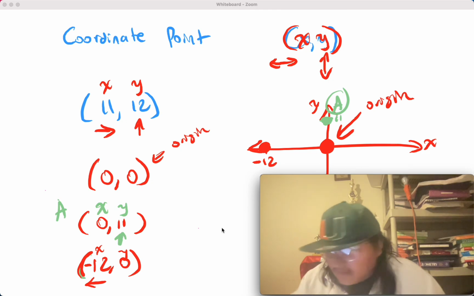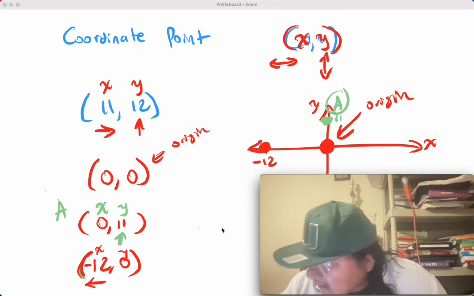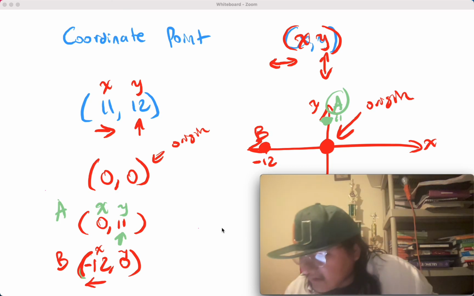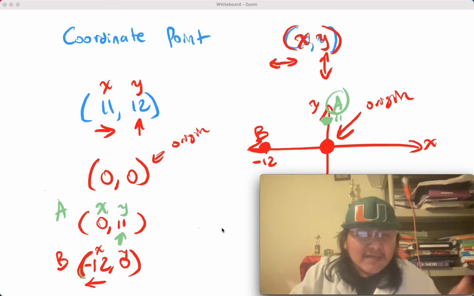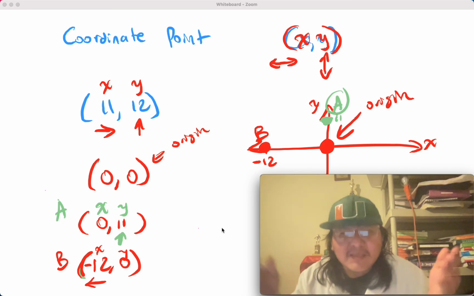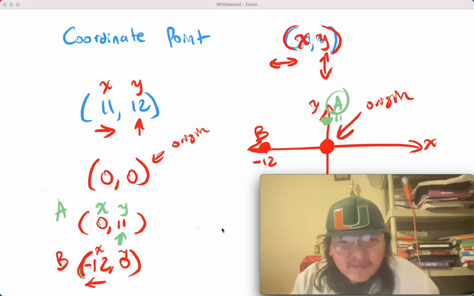Okay? So B is going to be located on the x-axis, and A is going to be located on the y-axis. That's it. Every time you see a 0 in one of the x or the y, that means it doesn't have direction, it stays there.